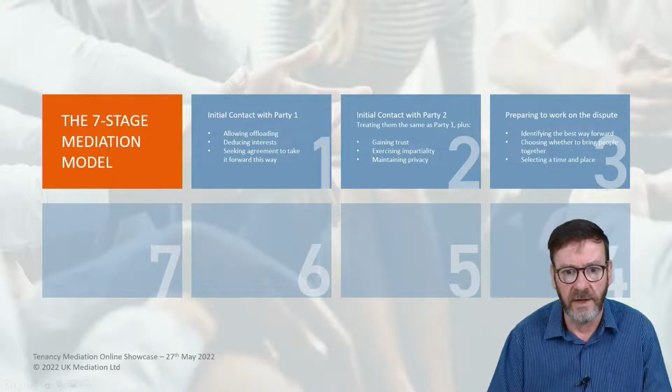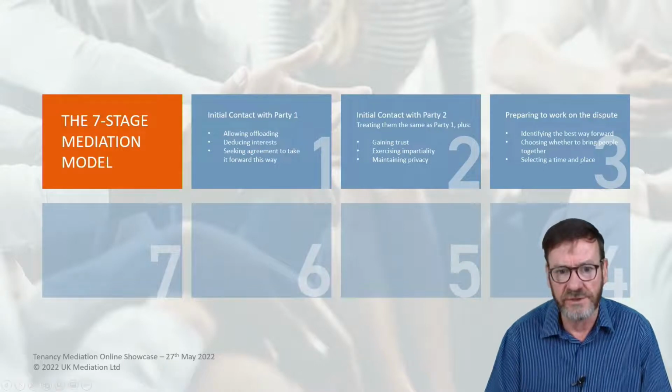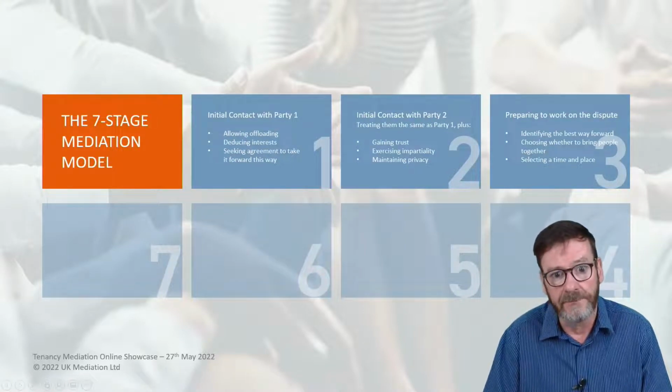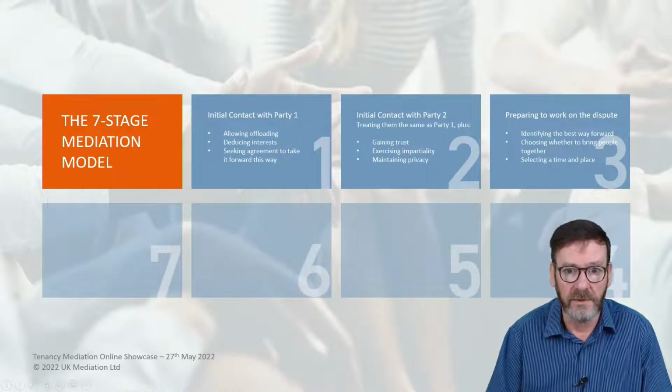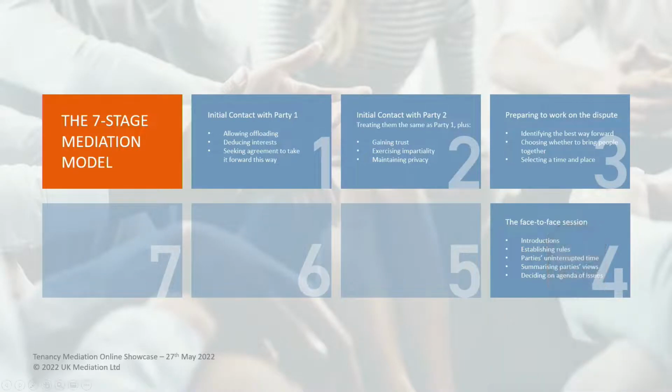So 3 is about deciding how to take it forwards and whether we should bring them together. In this case, I'd have no hesitation about bringing them together. Sometimes if the temperature is rather higher and if there's any risk that it might turn into something rather aggressive, certainly if there was going to be any threat of any physical aggression, then we wouldn't be bringing them together. But assuming that that's not the case, we would then look at our stage 4.